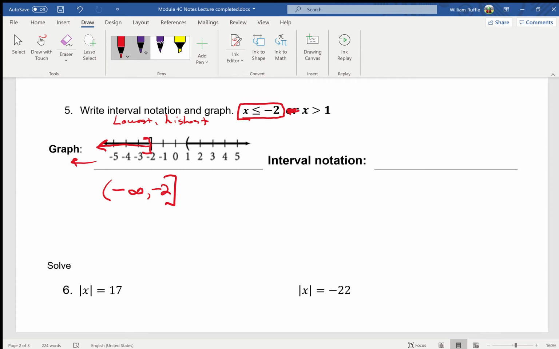This next graph, I'll do it in a different color here. X is greater than 1. We have a parenthesis here, and it goes out infinitely this way. Again, we always do the lowest number first. The lowest number is 1. My highest number goes out to positive infinity, so there's a positive infinity. Now, again, infinities always require parentheses. So those are the 2 questions that I'm going to do in that.